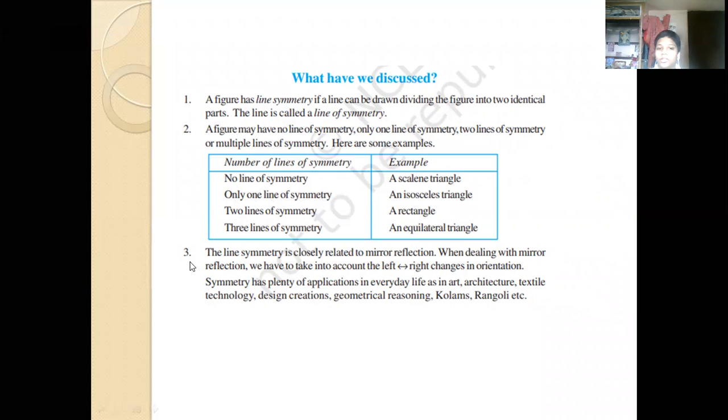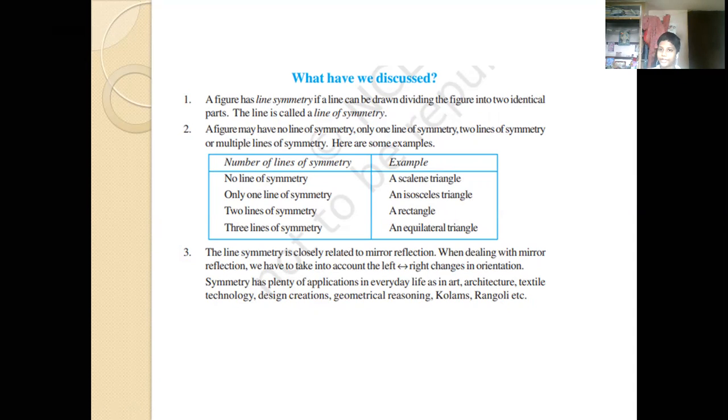Okay, like that. Line symmetry is closely related to mirror reflection. When dealing with mirror reflection, we have to take into account that left changes to right. See, in the mirror, if you show the right hand, the mirror will be showing the left hand. But for us, it will look like it is showing the right hand only. So this chapter is a very easy and very interesting chapter also.